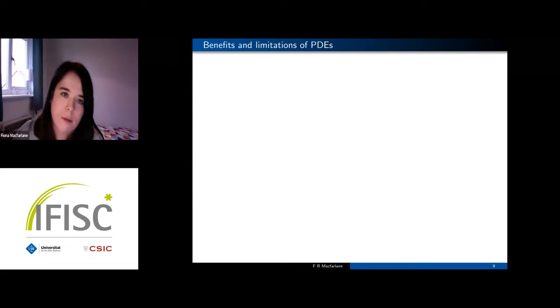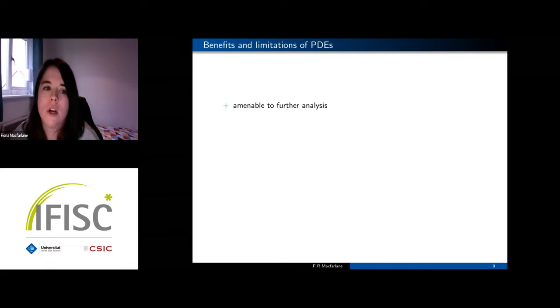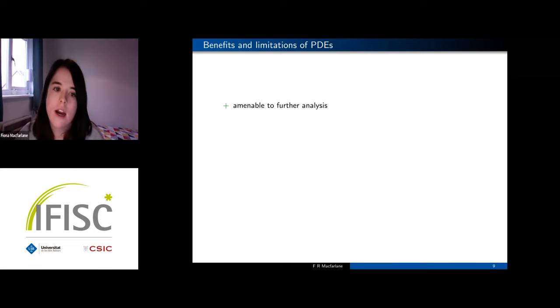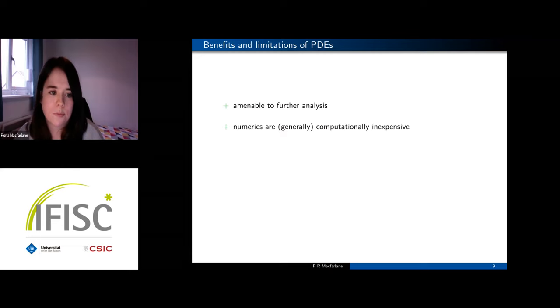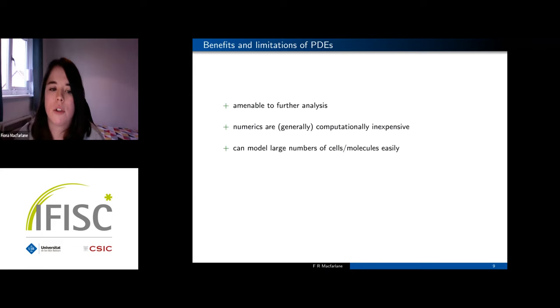Some other benefits and limitations of these types of models are that PDEs are amenable to further analysis. So we can look at different analytical techniques or mathematical methods to investigate these systems further without having to do simulations. When we are looking at the numerical simulations for these models, they're generally computationally inexpensive, and we can easily model large numbers of cells or molecules quite easily.